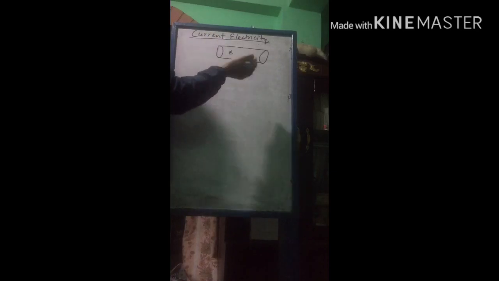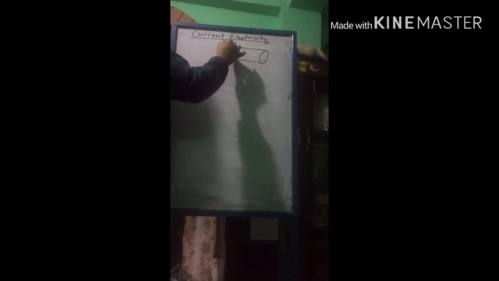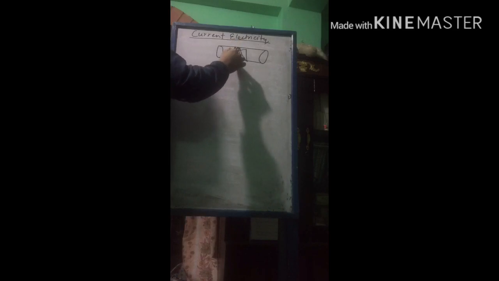Let us consider this is a metallic wire. It consists of electrons in it; three electrons are considered in the conductor especially. These electrons are in vibration, they collide with the walls of the conductor about their mean position. They vibrate here, collide with the wall of the conductor, and come back to the mean position.